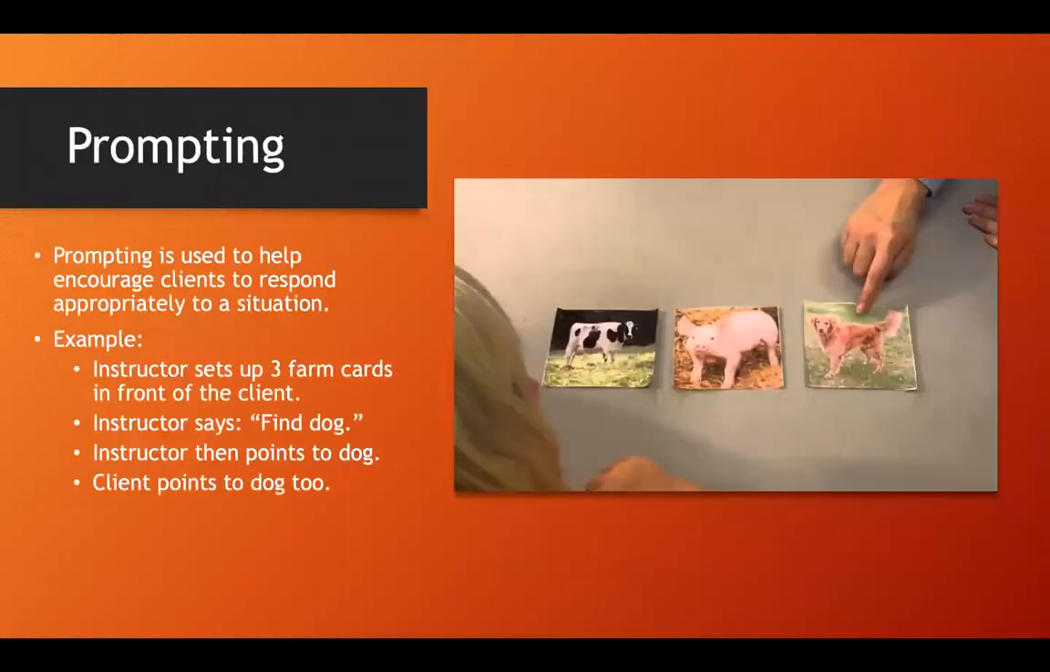So the prompting would be, it is usually used to help encourage clients to respond appropriately to a certain situation. For this specific PowerPoint, our example would be the instructor setting up the 3 cards in front of the client, then the instructor would say, find the dog. For our specific client, we are going to say that they are on the gesturing prompts level. So the instructor would then say, find the dog, and point to the dog themselves. And we would hope that the client would point to the dog right after that. They see that gestural response.